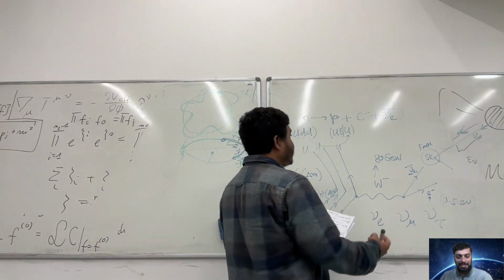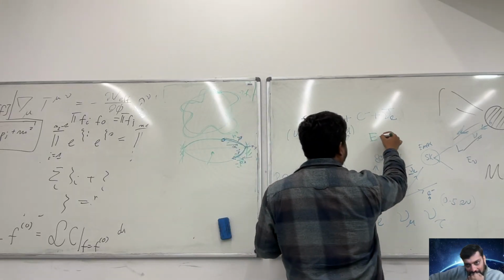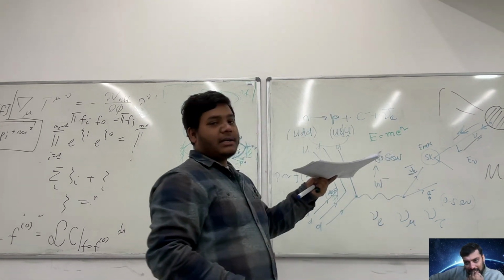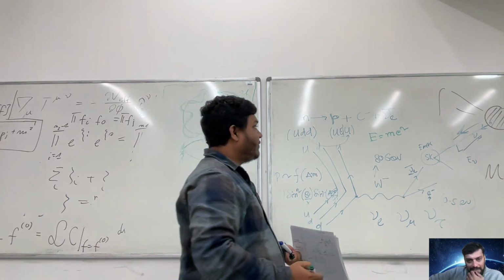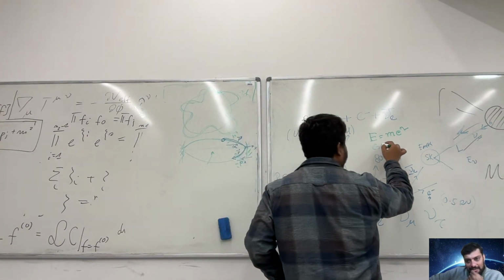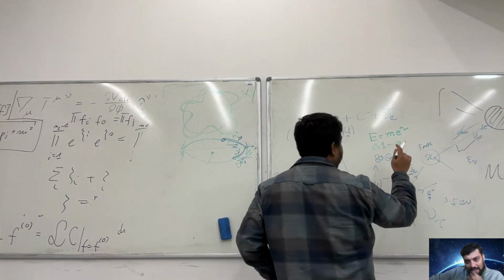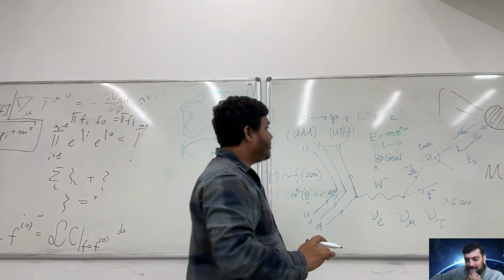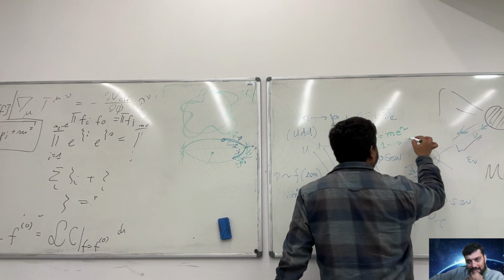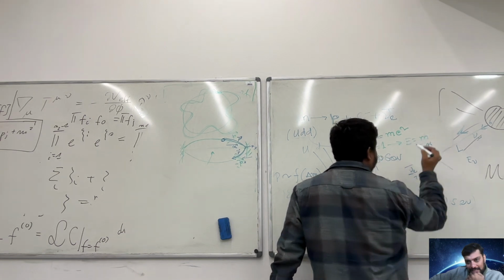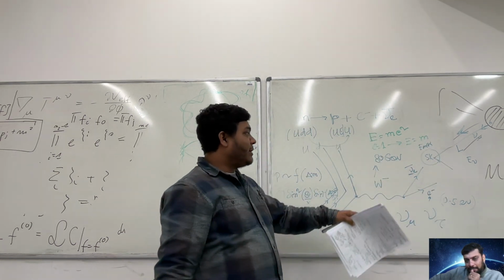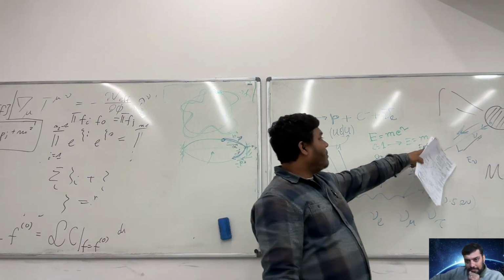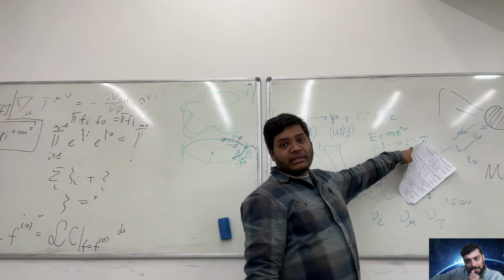In the last class we discussed this. If I consider the relation E equals mc squared, and I consider c equals 1, so now we are in the picture of particle physics where we consider c equals 1 or h equals 1. So here E is equal to m. So whatever the mass of this particle, we can write it in terms of energy.